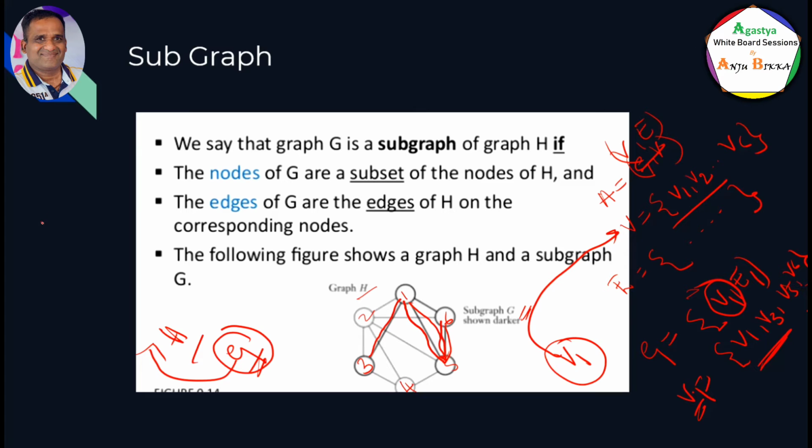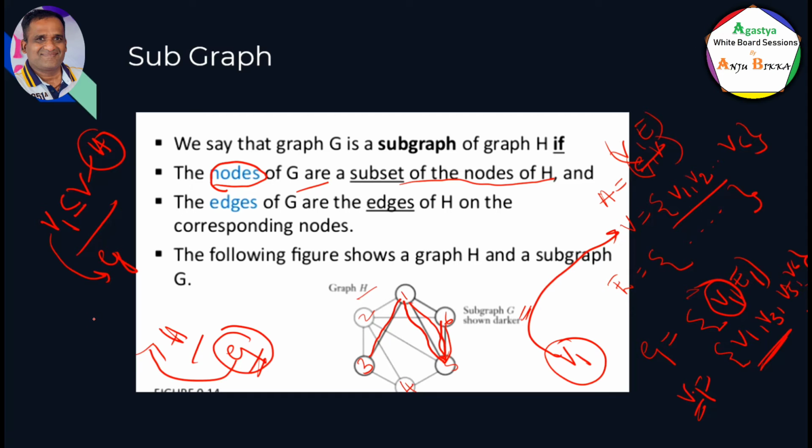So V1 is a subset of V. This V1 is related to graph G and V is related to graph H. That is the first one. So the nodes that are the vertices of graph G are a subset of the nodes of H. That is the first point.